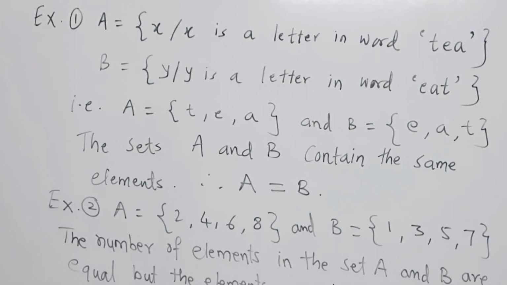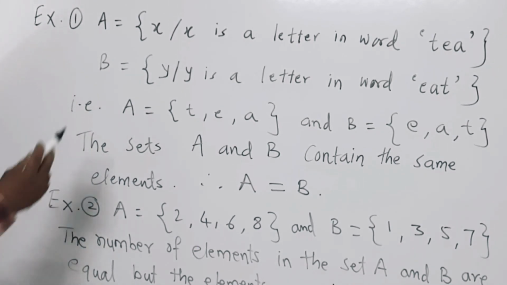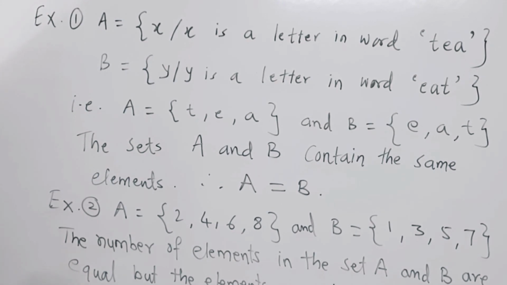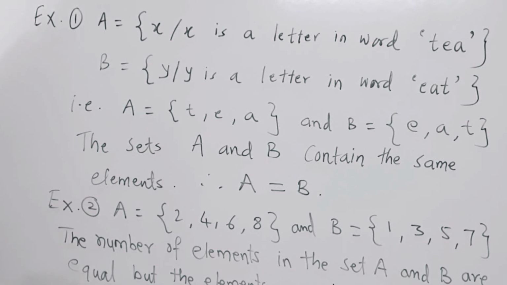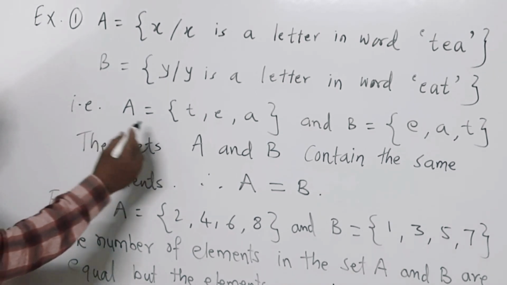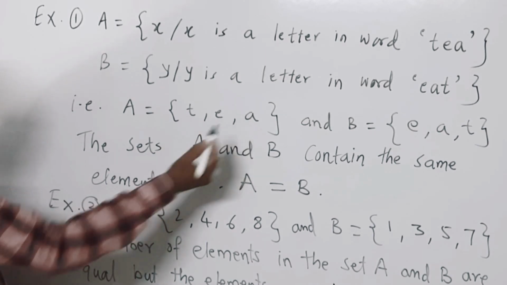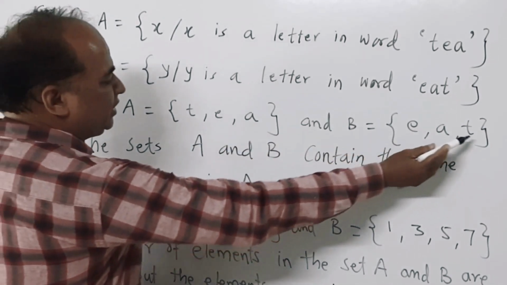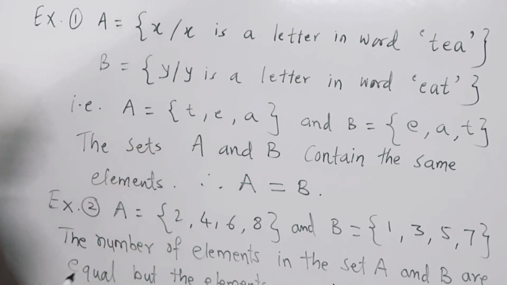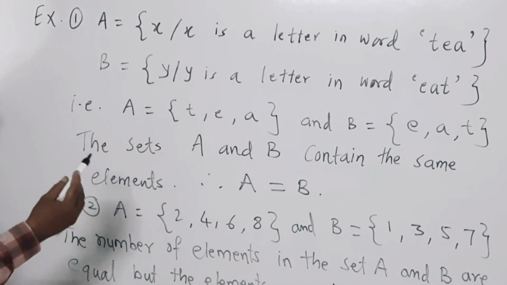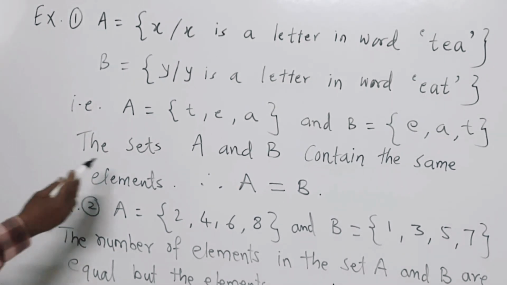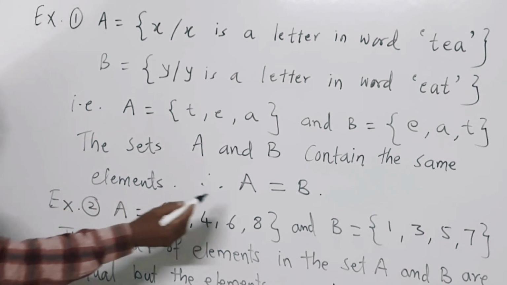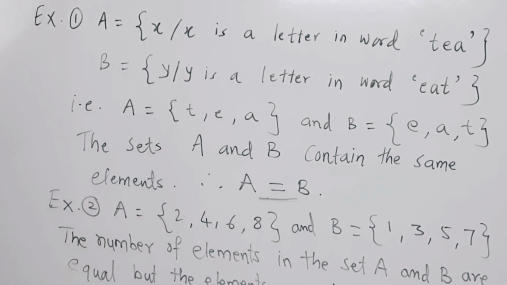Example: A is equal to {x such that x is a letter in the word TEA} and B is equal to {y such that y is a letter in the word EAT}. So the letters in the word, first set A, that is TEA, and set B, that is EAT. Now the letters are the same, the number of elements in sets A and B are the same, as well as the elements are exactly the same. So the sets A and B contain the same elements, therefore A is equal to B.